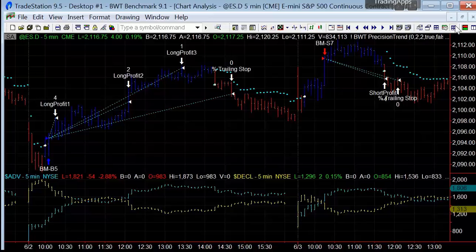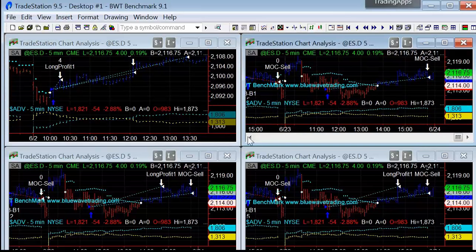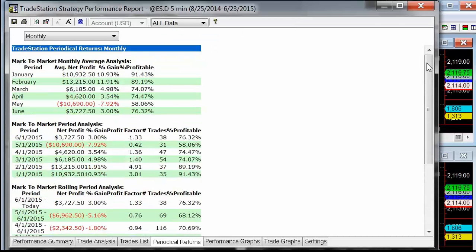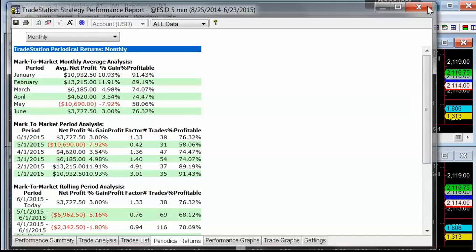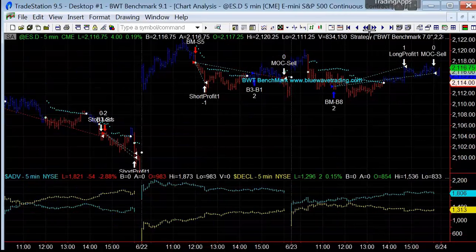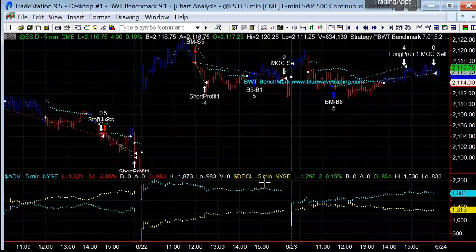Okay, so the next chart I'm going to show is where I've optimized the settings, just the profit target and the stop loss. And I'm only going back to the 1st of January.